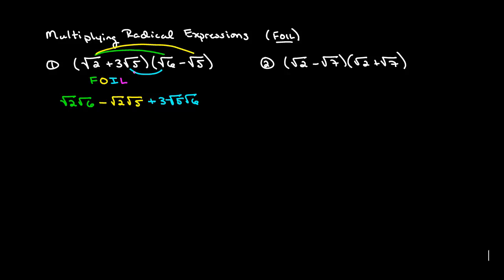And then of course the L stands for last, so multiply the last two guys together, which again is negative. And I've got 3 square roots of 5 times the square root of 5. And so if we simplify this, we get square root of 12 minus square root of 10 plus 3 square roots of 30 minus 3 square roots of 25.